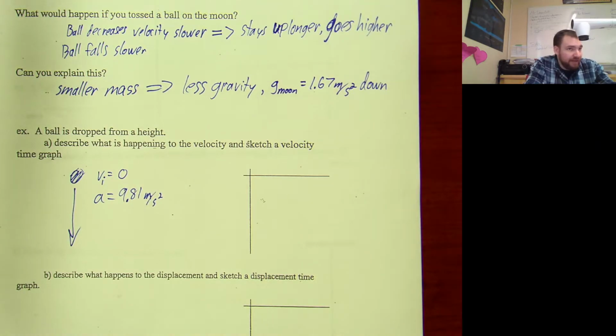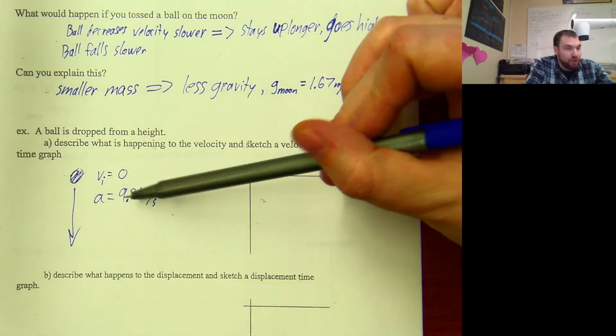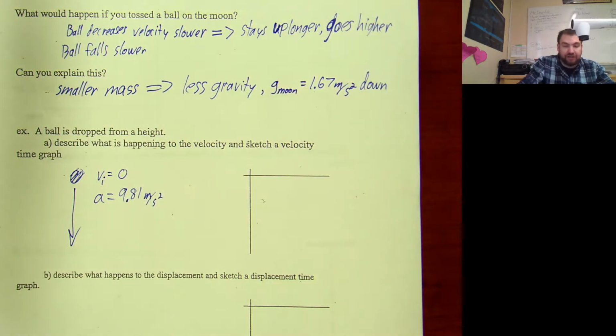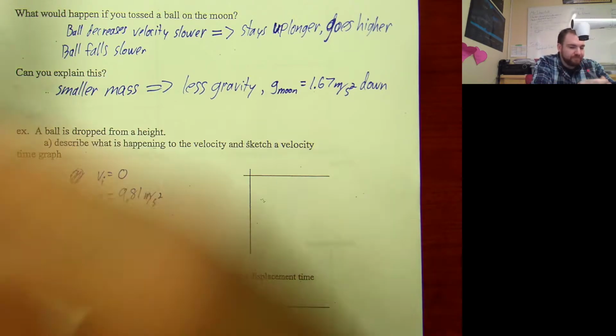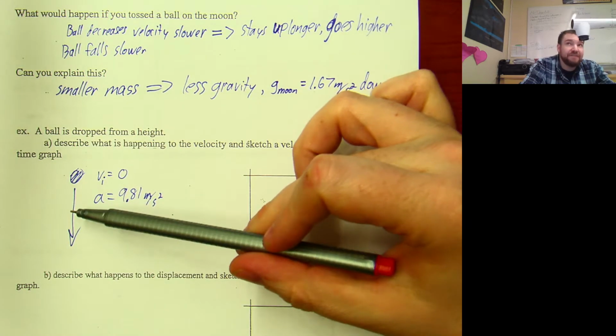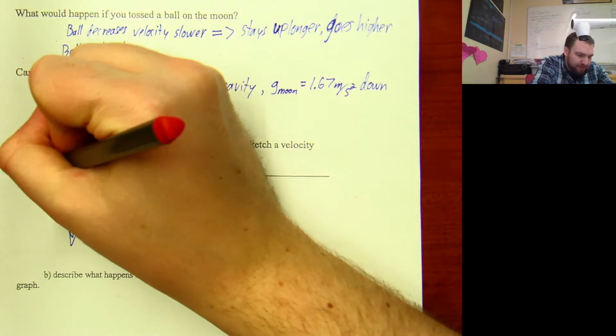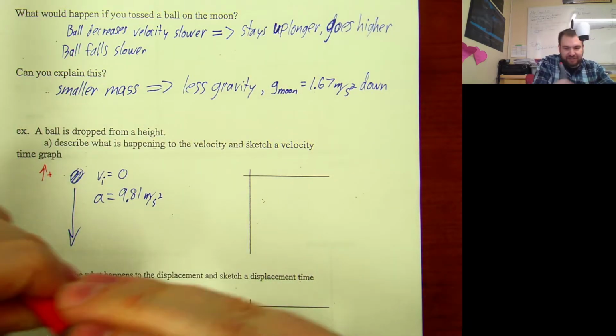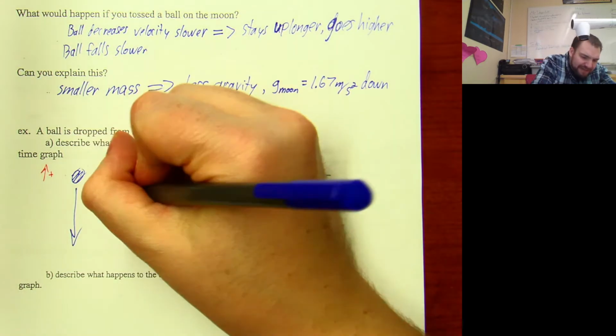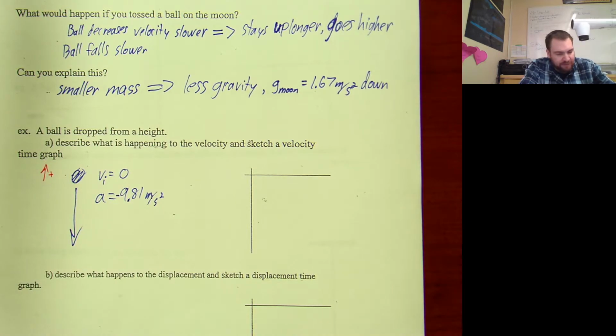We know that it's down. It has to be down. But what you call positive and negative in all of these problems is going to determine whether this value shows up as positive or negative. Which direction? In your labs, we called down positive because your graph went up and to the right instead of down and to the right. So for the sake of this, I'm going to call up positive, which means my acceleration now is going to be negative 9.81 meters per second squared.